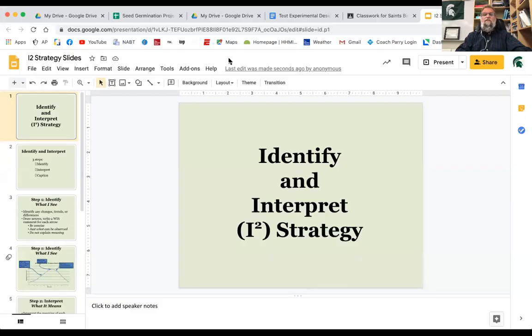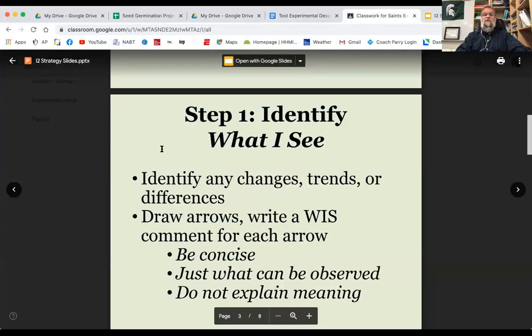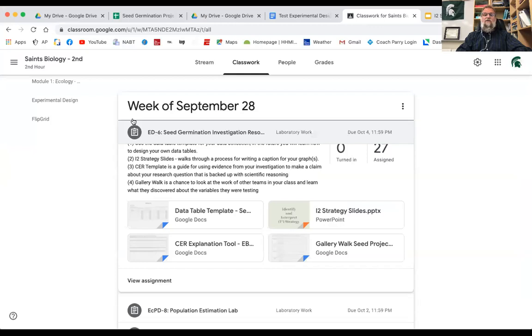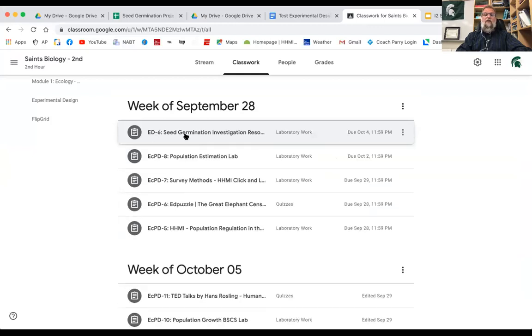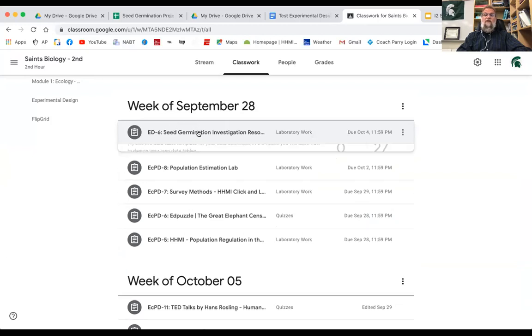This video is in regards to the SEED project and introducing you to a strategy we'll use throughout the year called I-squared. So let me share my screen. If I go back to Google Classroom, I'm looking at the week of September 28th, and the assignment that's going to be due on Sunday about our seed germination project.